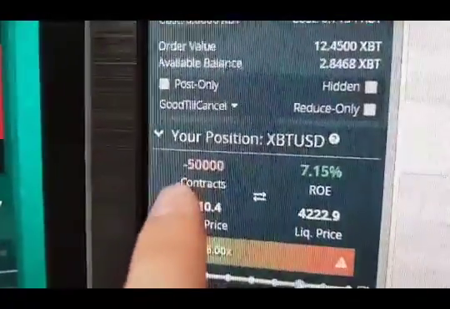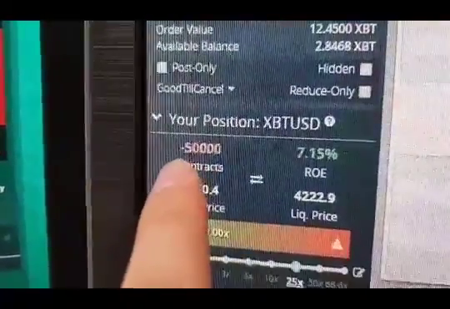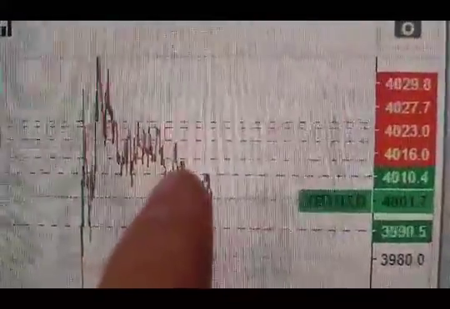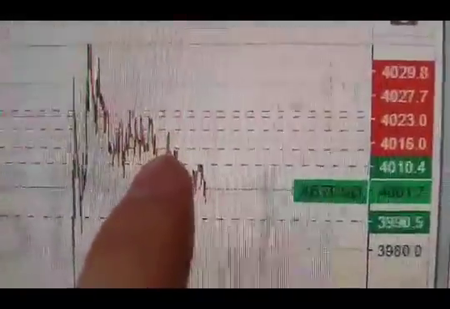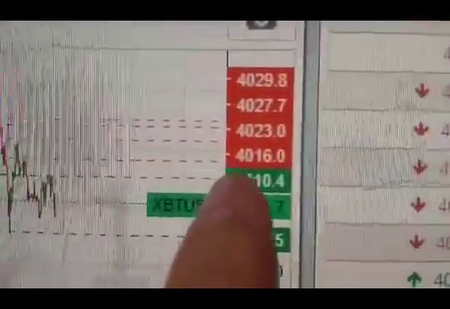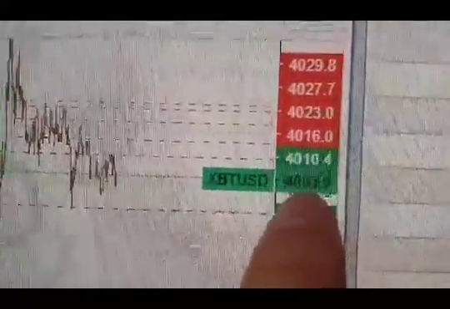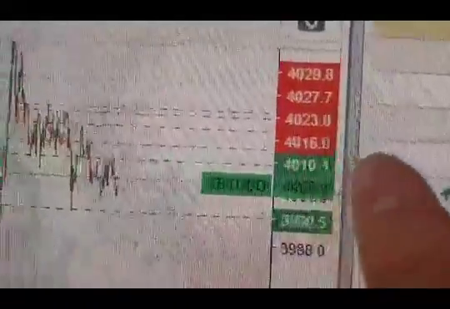I only caught one of these things. So I basically only got a $50,000 play in here, and I've already got 7% on my investment. Why? Because I caught this red line right there at 4016, and then it dropped to 4003. So I made the difference.